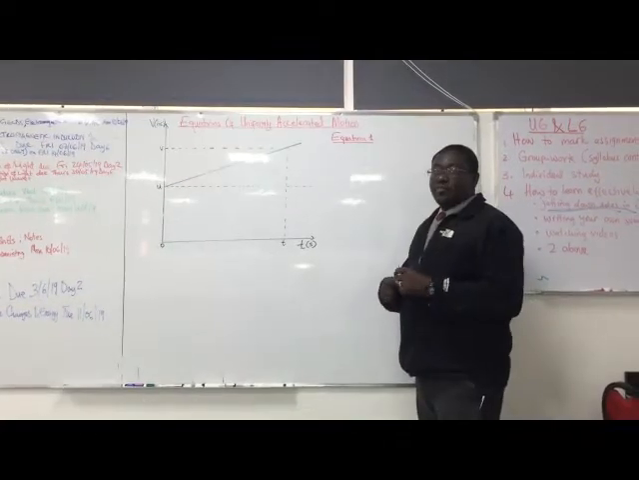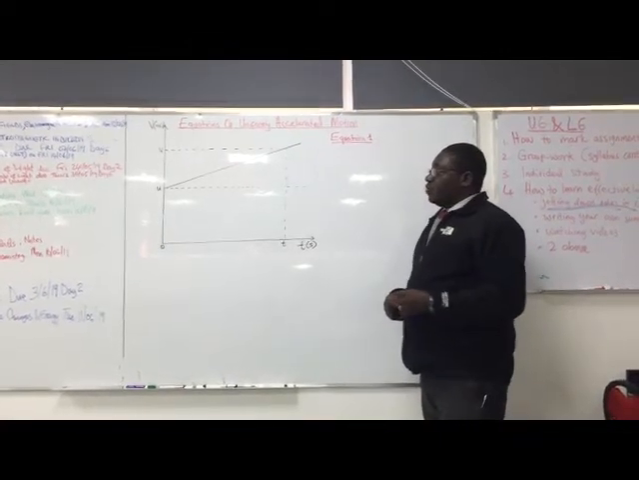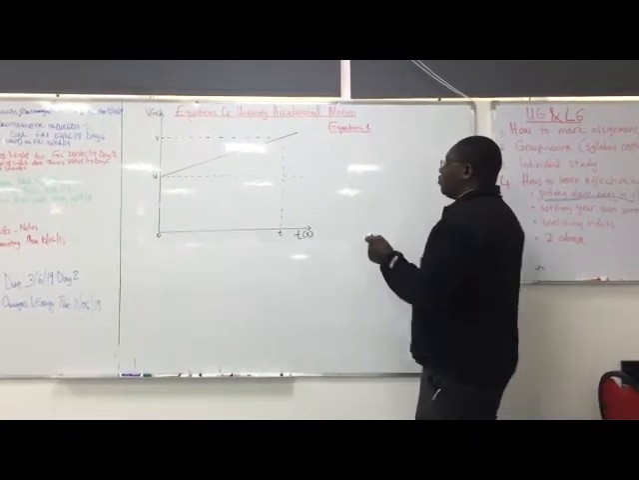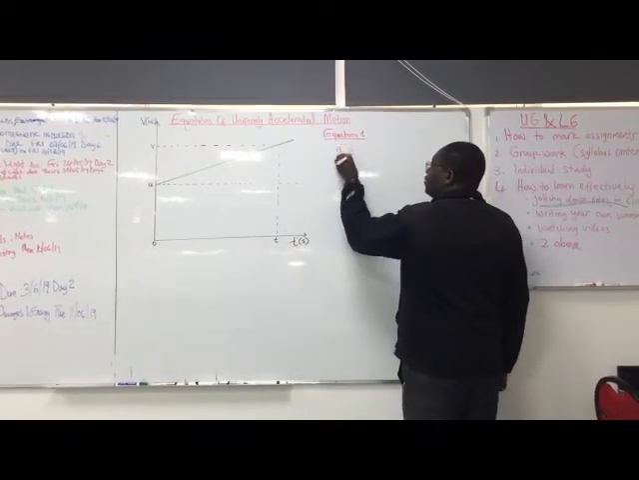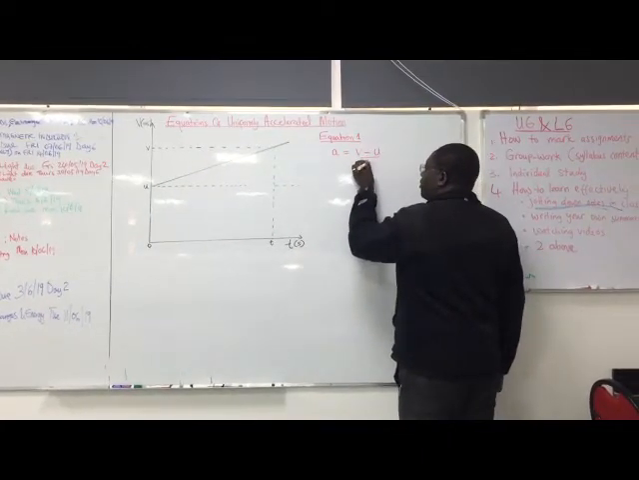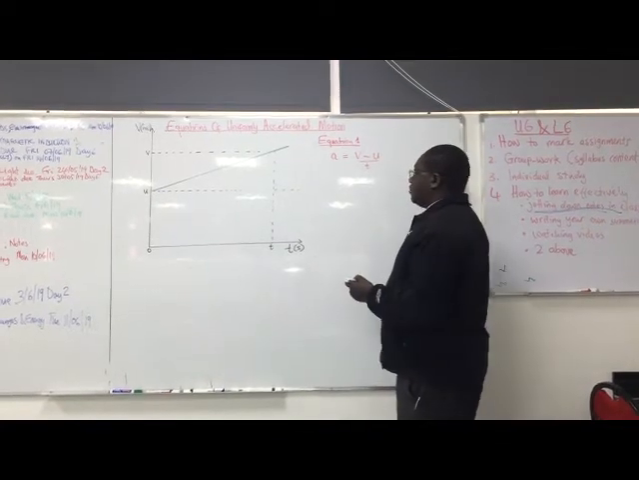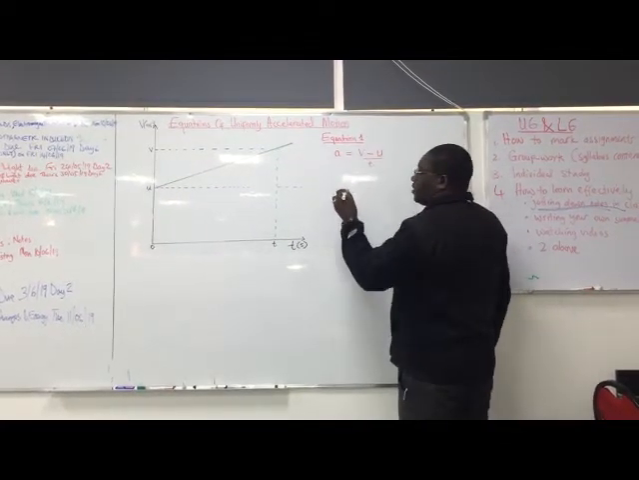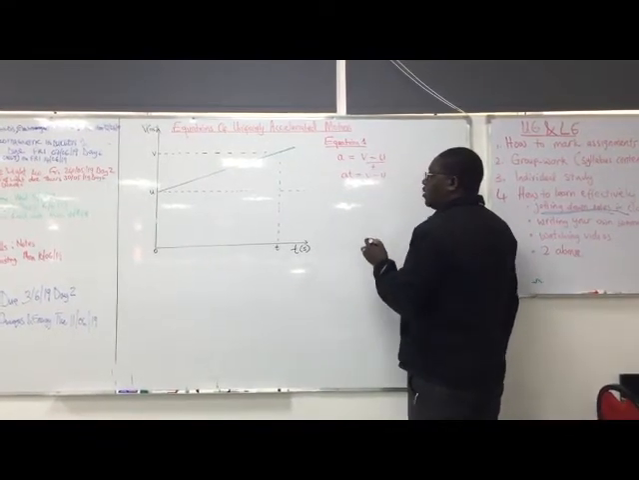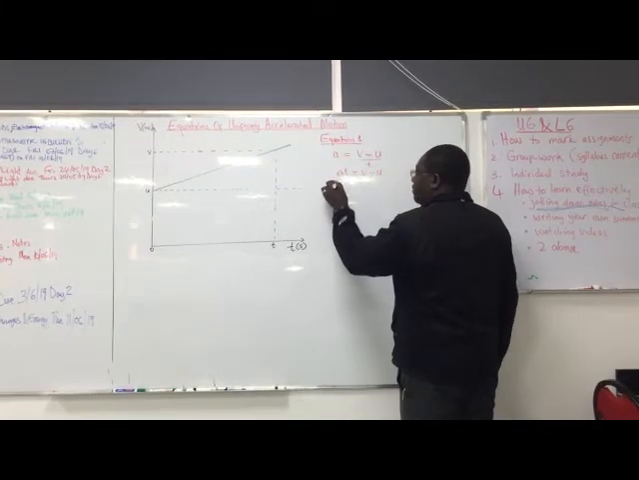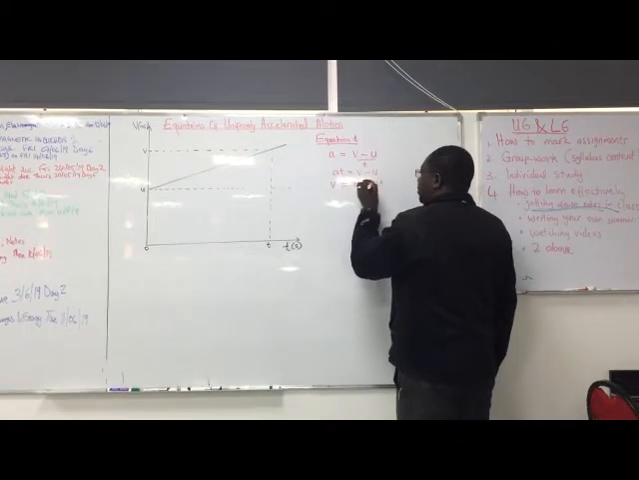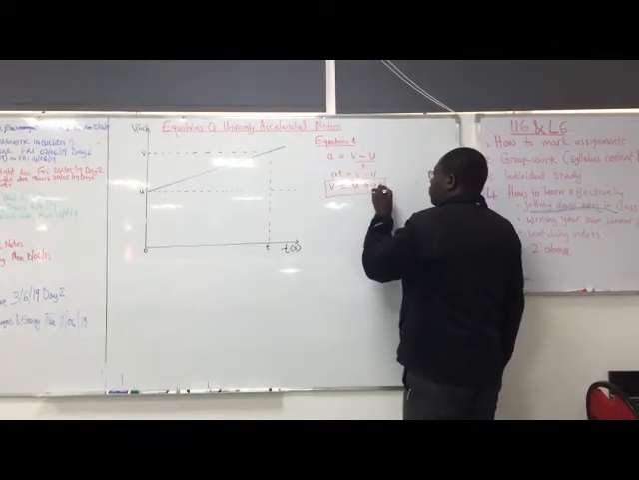Equation 1 is derived from the gradient of the graph. We said that the gradient of a v-t graph gives us the acceleration. So we're going to write acceleration is equal to the final speed v minus the initial speed u over the total time taken, which is t. Then if you multiply by t both sides, we have at is equal to v minus u. Rearranging the equation to get v on the left side, v will be equal to u plus at. So we're going to call this equation 1.